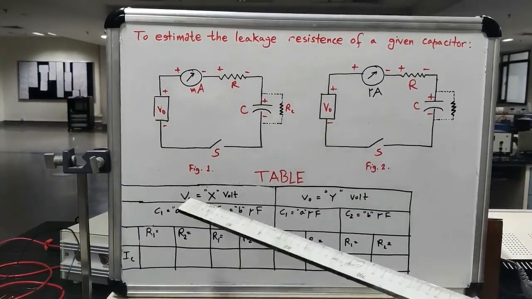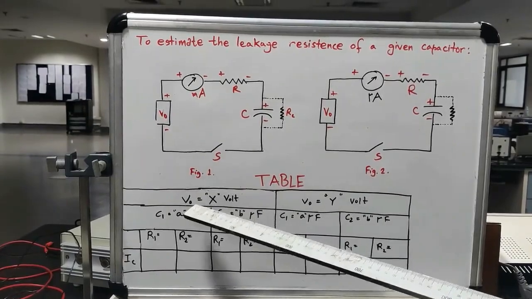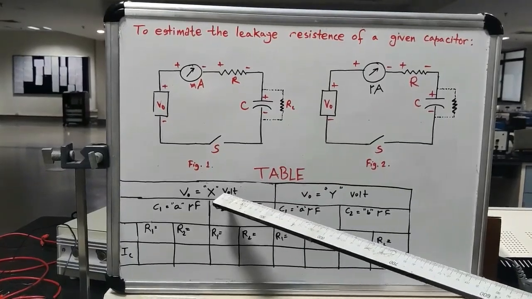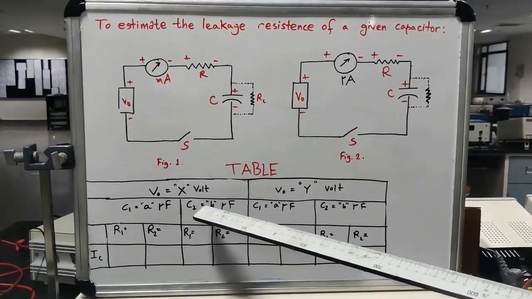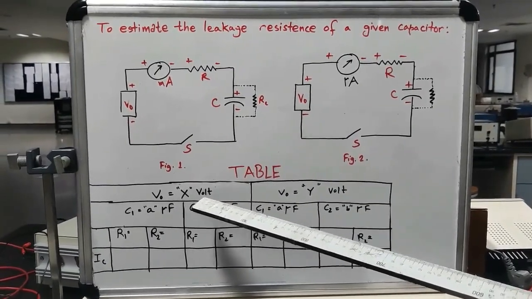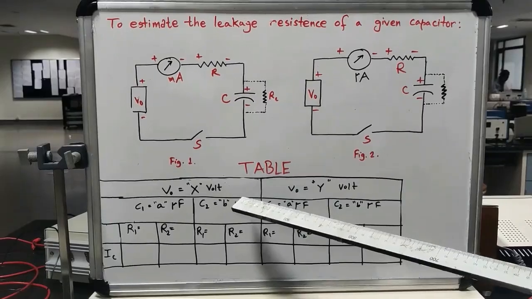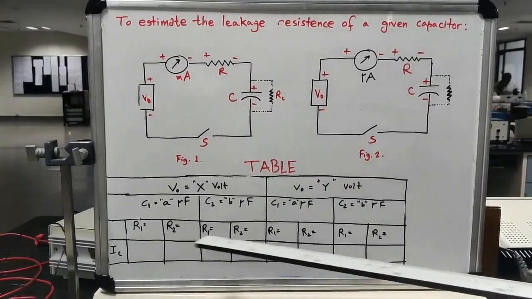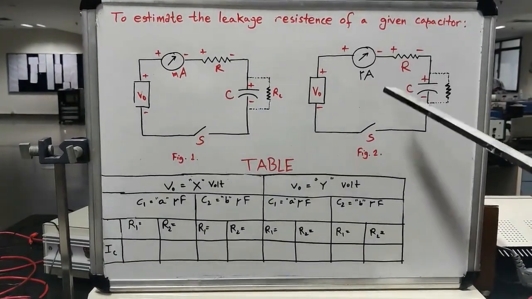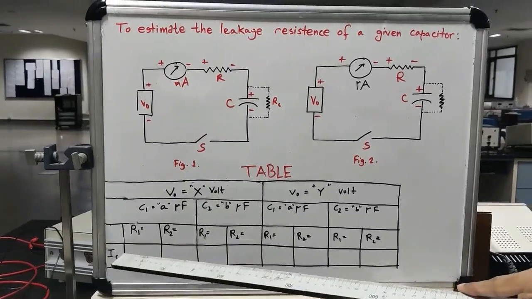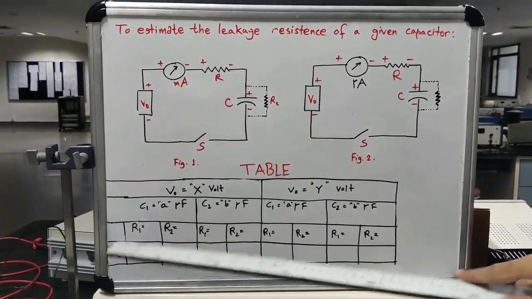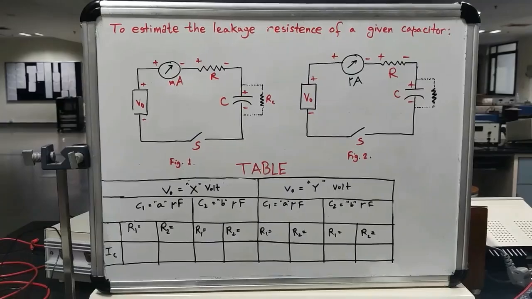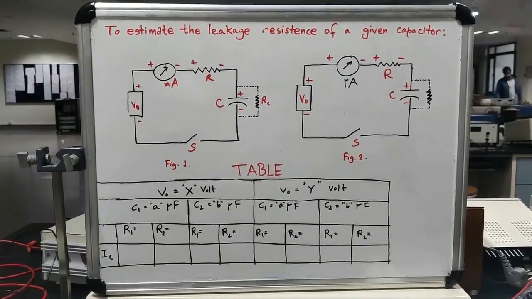For that, you have to make the table in the following order. For a given V naught, for X volt, for example 10 volt or 15 volt or 5 volt, as per your convenience, you have to connect C1 and C2 possibly, because a lot of connections will be available in the network board, which I will show later. You have to arrange different combinations of resistances, and for each resistance you have to arrange this circuit in the following order. You have to measure this IC across this microammeter, and after that perform the calculation, and then measure the leakage resistance for the given capacitor.